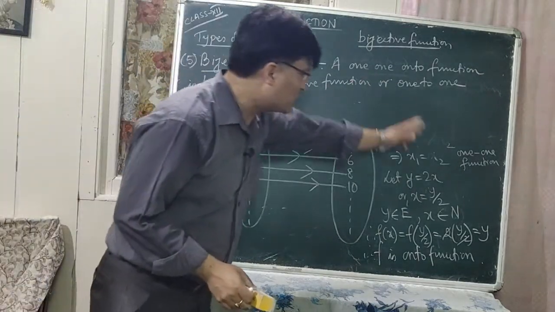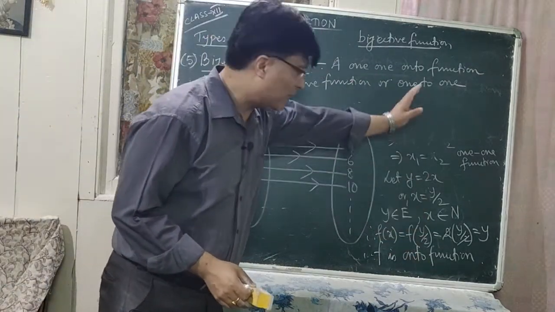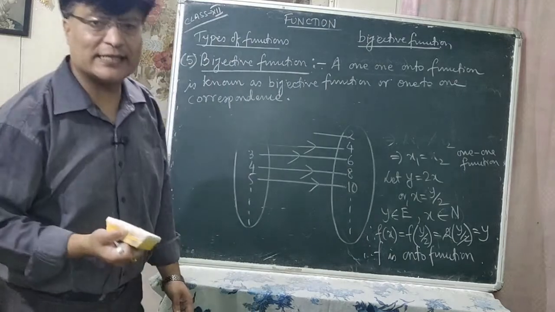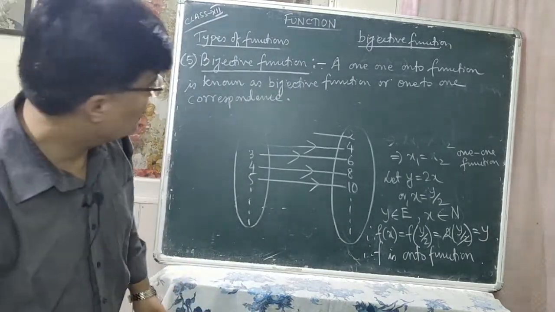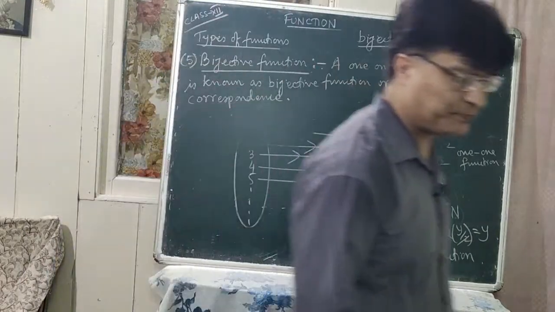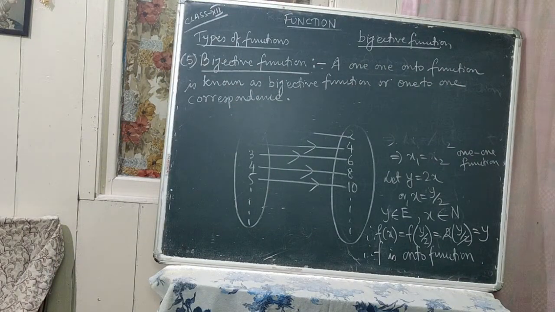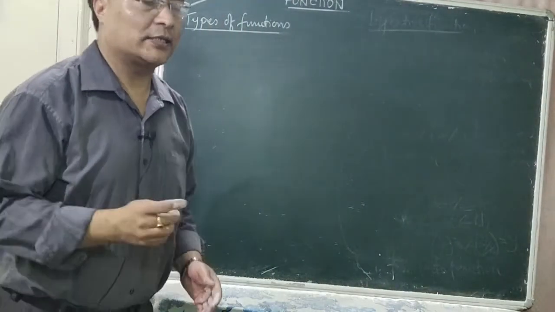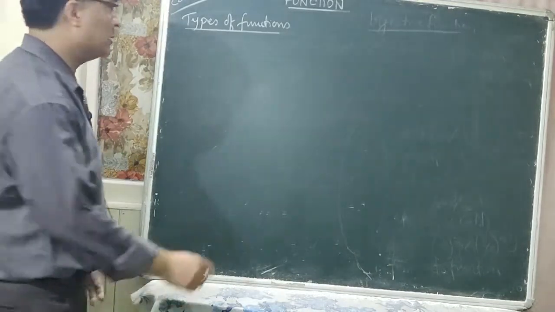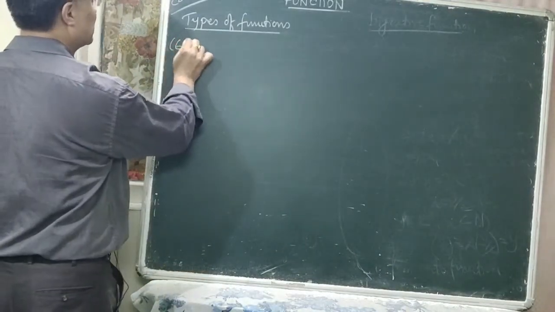The example we did earlier here, that example is an example of what? It is an example of a bijective function. Okay? So you can copy it. Now we will do another type of function. So now we will do another type of function, that is number 6.